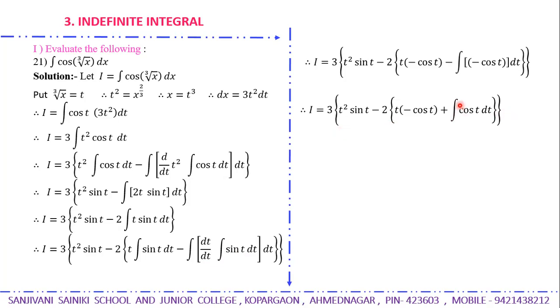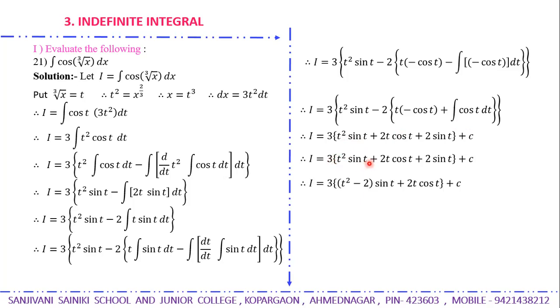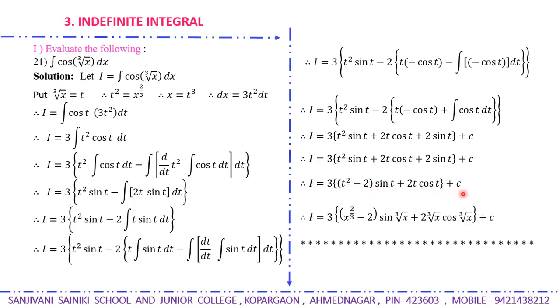So in the final stage you have to find the integration of cos t, which is sin t dt. So multiplying throughout, you will get I is equal to 3 times (t square sin t minus 2 sin t plus 2t cos t) plus c. But what is t? t is cube root of x. And what is t square? x raised to 2 by 3. So 3 times (x raised to 2 by 3 sine of cube root of x minus 2 sine of cube root of x plus 2 into cube root of x into cos of cube root of x) plus c.